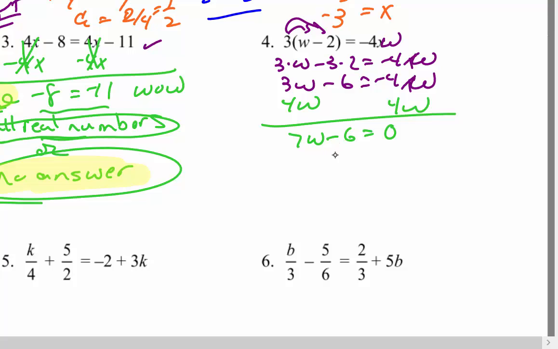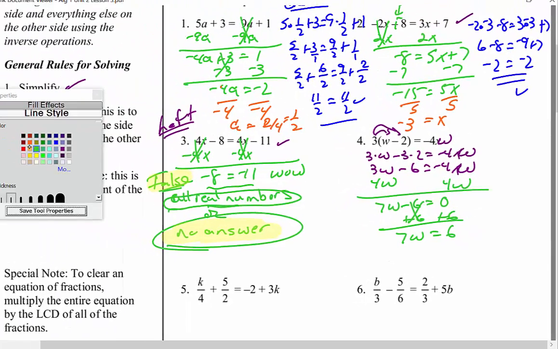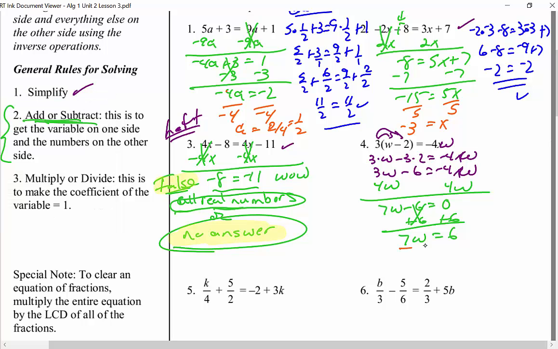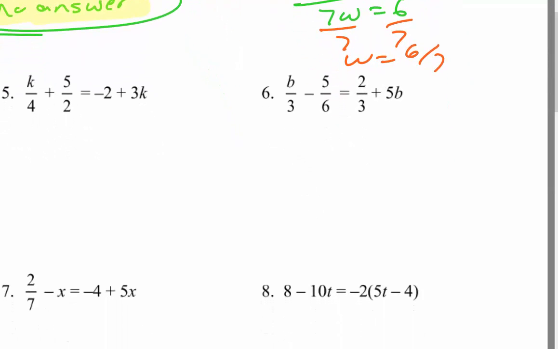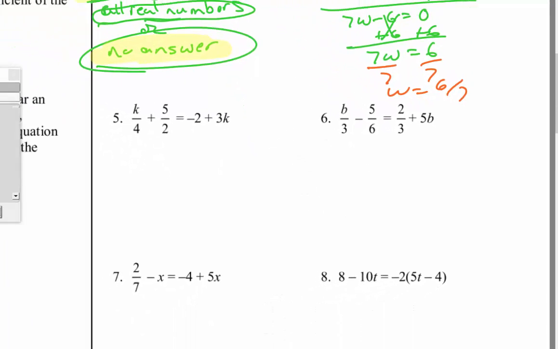I don't want that minus 6, so I add 6 to both sides. So 7W, these cancel. 0 plus 6 is 6. I then multiply or divide, so I divide by 7. So W equals 6/7. If I had room, I'd check, but I don't have room, so we're going to move on. Okay, here we go.